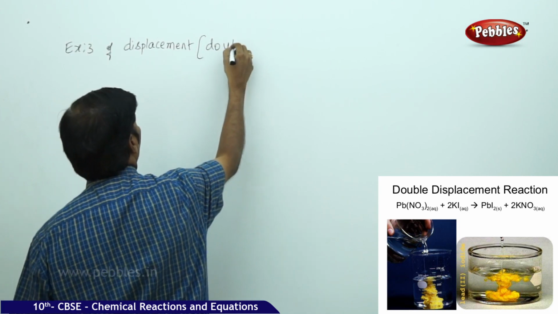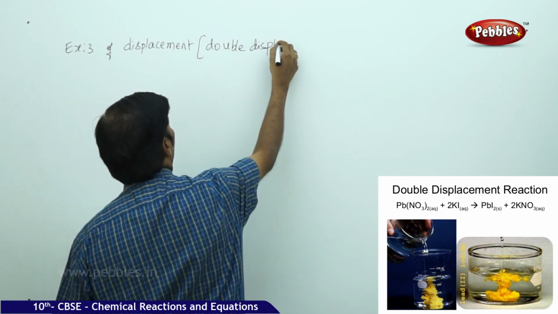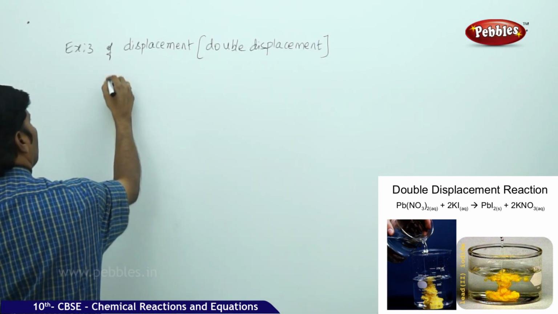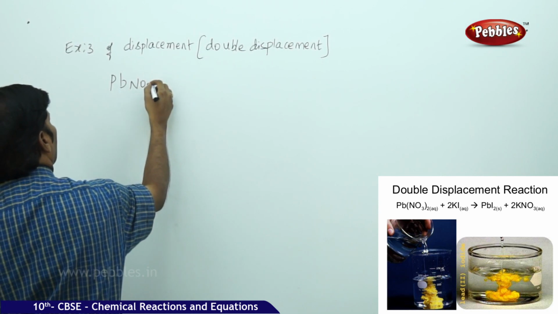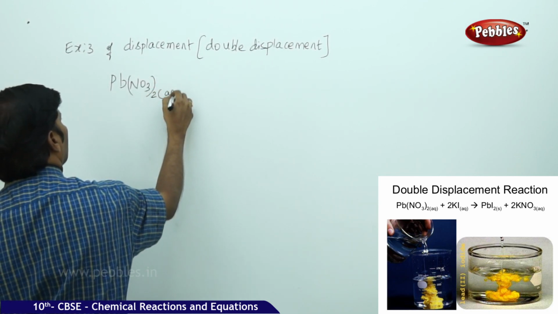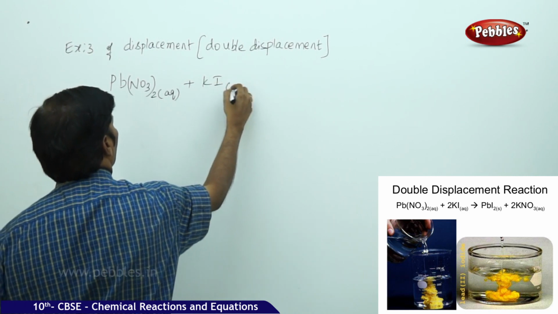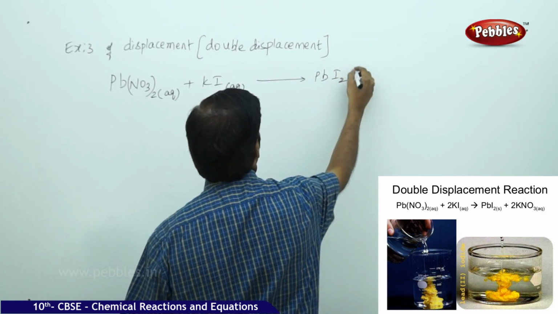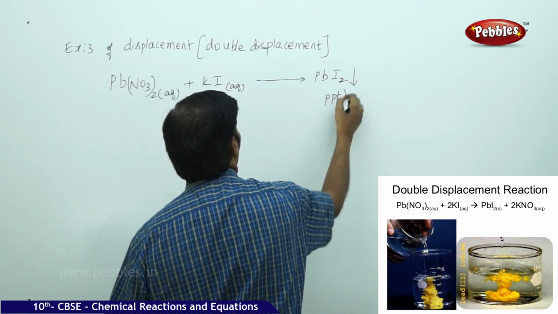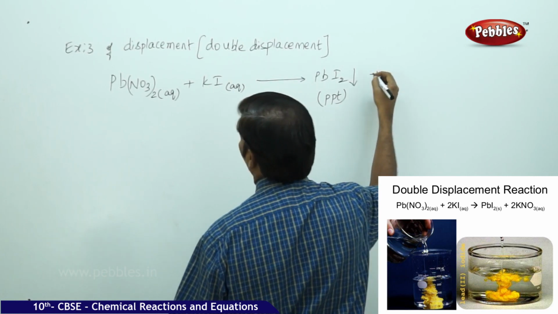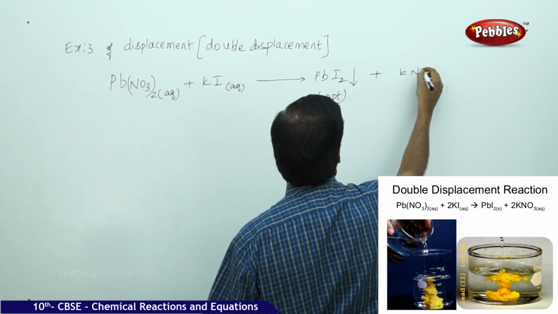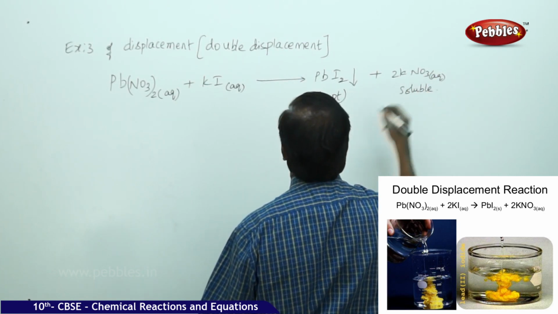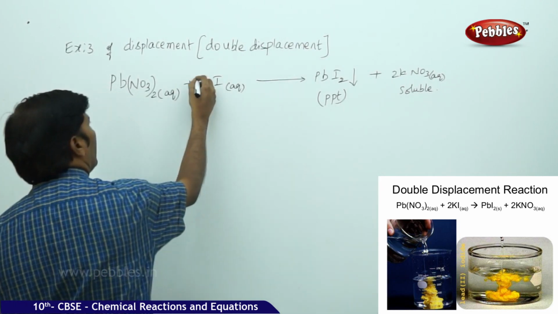That is a double displacement reaction, that is lead nitrate aqueous plus potassium iodide aqueous gives rise to PbI2 precipitate we get, plus potassium nitrate, 2 moles, aqueous, which is a soluble salt. So it is very clearly understood that, of course, we need to balance the equation.